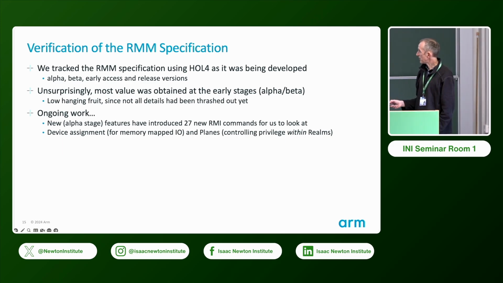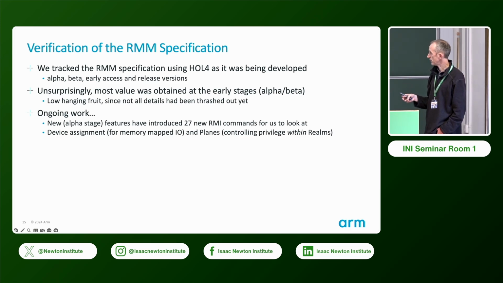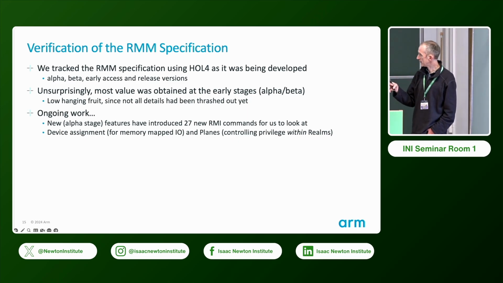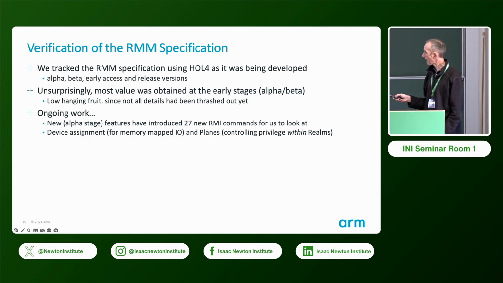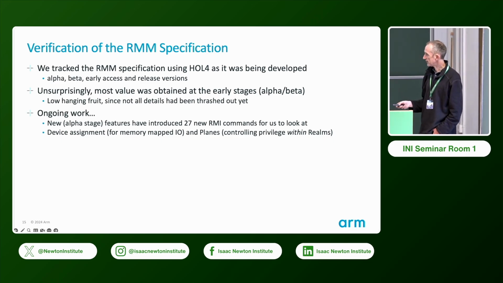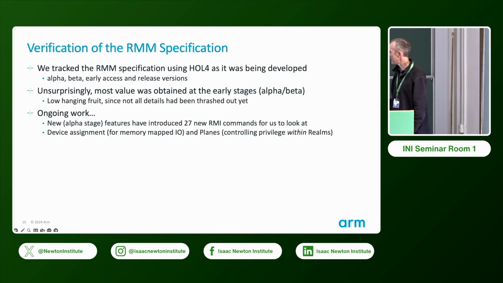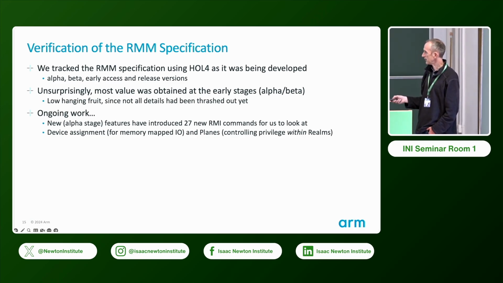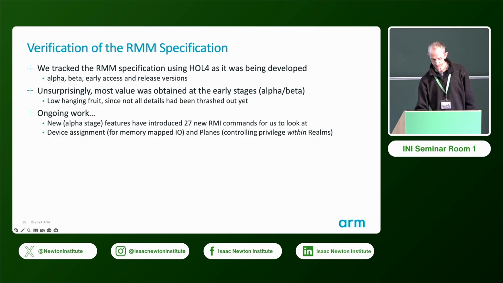And we tracked that specification as it was being developed, so right from the alpha stages through beta, right to the release versions. And unsurprisingly, most of the value in terms of identifying issues with the specs came at these early stages, alpha, beta, when details of the spec were just being thrashed out. But this work continues because more commands get added, more features get added, as is the way with architecture. So we've got 27 new ones to handle now. These are things for doing like memory mapped I/O. And there's also a new feature called planes on its way.